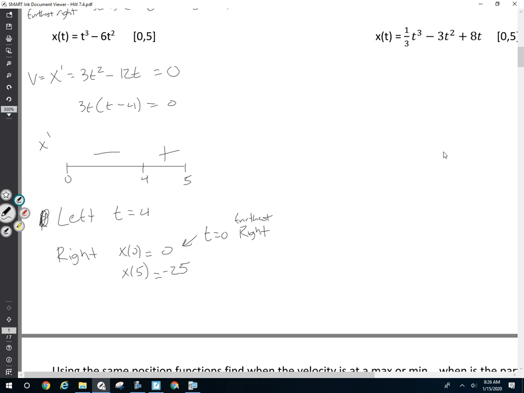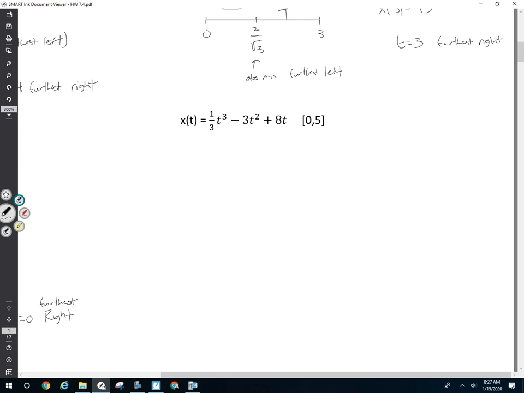So here's the other endpoint. Hopefully this one will change signs multiple times. We'll have to check. We won't have a definitive answer for anything. So x prime, which is v, is t squared minus 6t plus 8. Set that equal to 0. I got 2 and 4. I'm looking between 0 and 5.